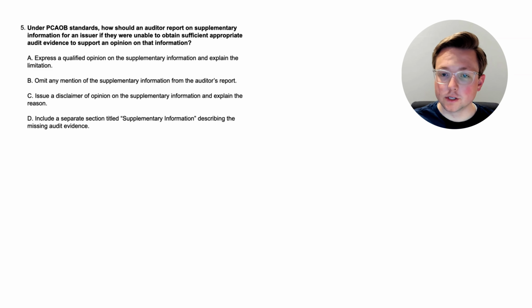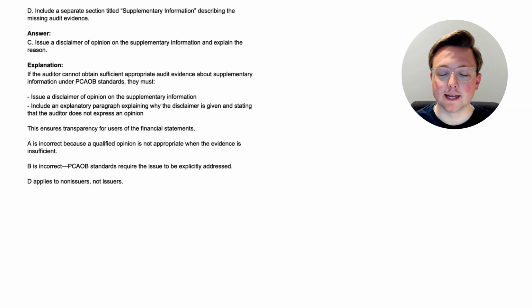So again, what are they going to do here? To be honest, we kind of have already learned about this. So pause the video, think about what we've learned so far, and when you're ready, come back, we'll look at the answer together. All right, here we are. The answer is C, issue a disclaimer of opinion on the supplementary information and explain the reason. Okay, so we just barely talked about disclaimers of opinion, so it makes sense why this would be the answer.